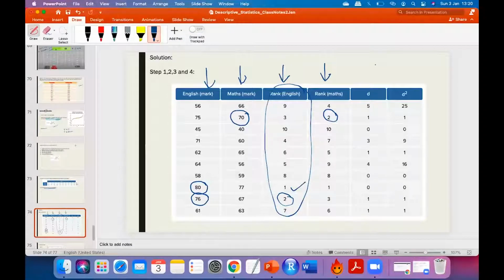What is the difference in the rank? So 9 minus 4, 5; 3 minus 2, 1; 10 minus 10, 0; 4 minus 7, minus 3. But I have written 3. Doesn't matter, because anyway we are going to do the square. I'm just taking the magnitude. Even if you take the sign and then square, it will be the same, right? So I have taken the difference in the ranks and then squared it. So I have the d square. Any confusion in anything that I just explained?